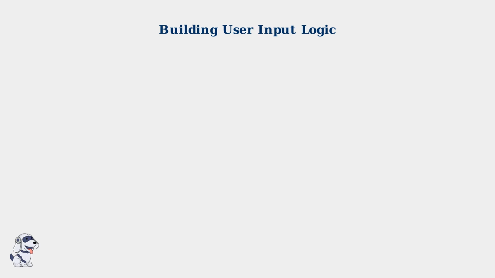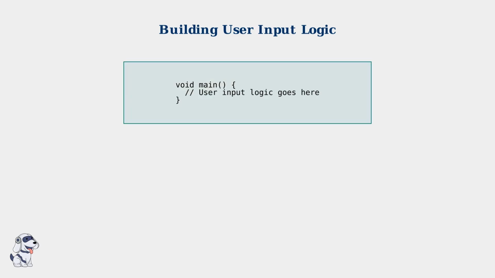Now we'll implement the core input logic for our calculator. This involves prompting the user for input and converting their responses into the data types our program can work with. We start with our main function. This is where all our user interaction logic will be implemented. The main function serves as the entry point for our calculator program.